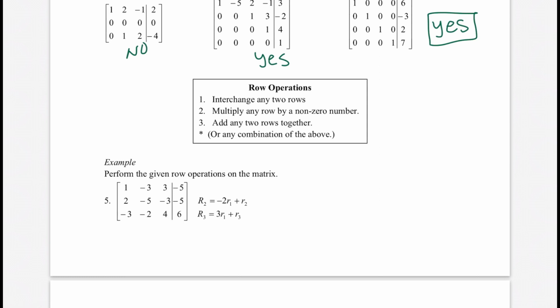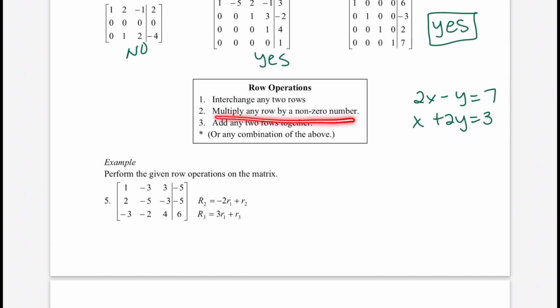Okay, now these are systems of equations. So for example, if I had 2x minus y equals 7 and x plus 2y equals 3, I could take those equations and put them in either order. I can switch them around and they still will work. And so that's why I can interchange any two rows.